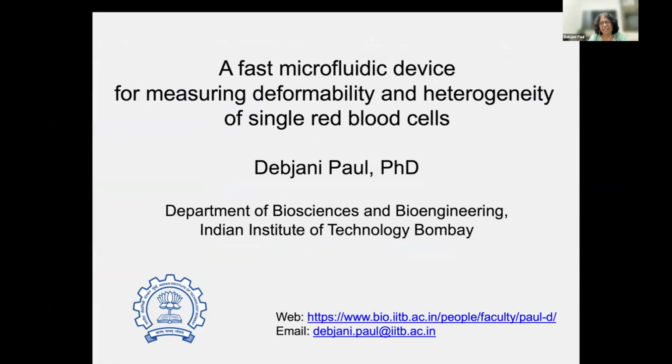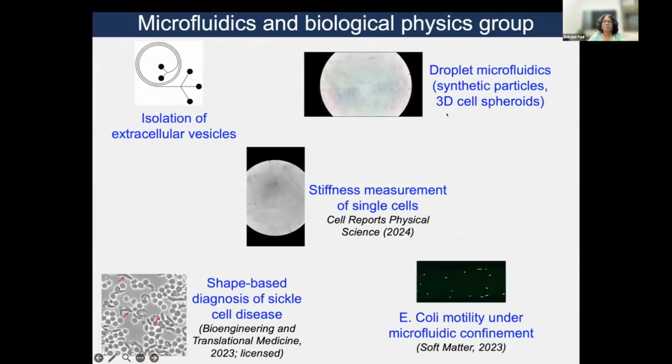So my lab at IIT Bombay is a microfluidics and biological physics lab, and we work on different aspects of microfluidics. The current projects involve isolation of extracellular vesicles, and droplet microfluidics for a bunch of applications. We also look at bacterial motility, how it changes under microfluidic confinement, and we look at shape-based detection of sickle cell disease. But today, what we are going to talk about is how we use microfluidics to measure stiffness, the Young's modulus, of single red blood cells.